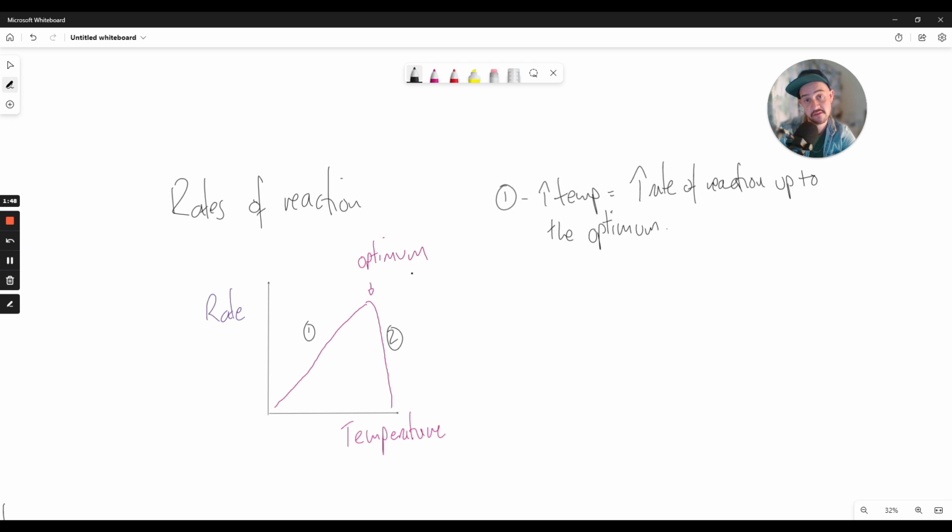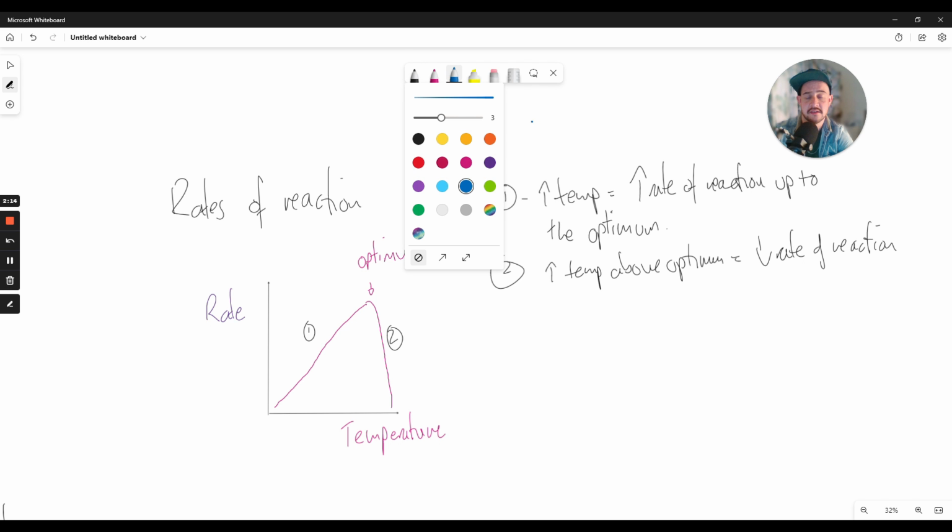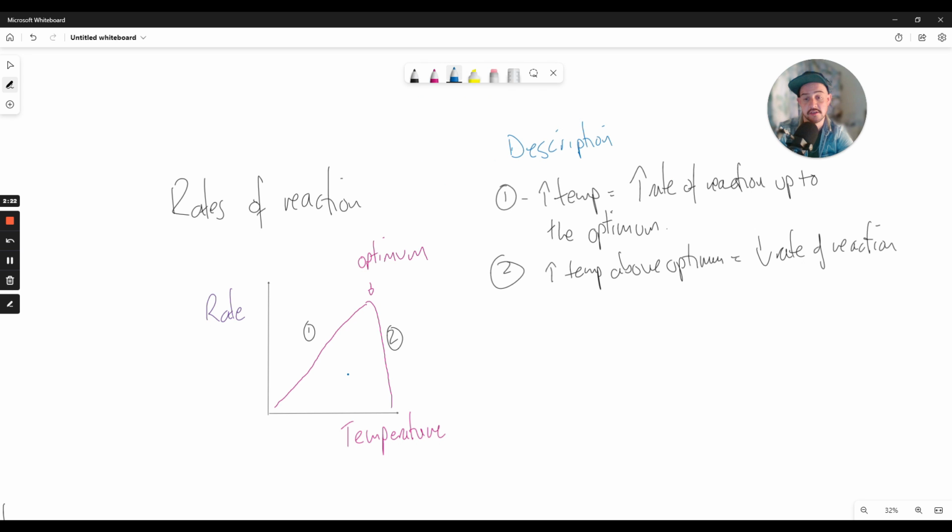Okay, so if the optimum was 40 degrees and you had 20 degrees and you increased it to 30, then you're going to increase the rate of reaction. Above that, though, any increase of temperature above the optimum is going to result in a decrease in the rate of reaction. Okay. And so what we've done there is we have described the graph. Okay, this is our description only. Okay, if you're asked to describe the graph, that's what you do. As you increase the temperature, you increase the rate of reaction up into the optimum. Any further increase in temperature will decrease the rate of reaction.